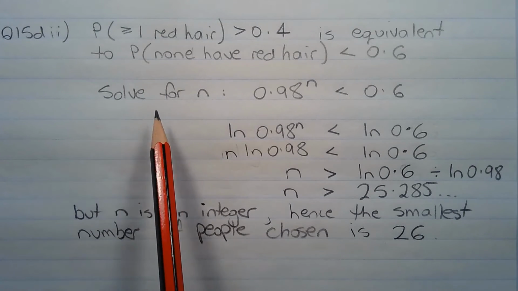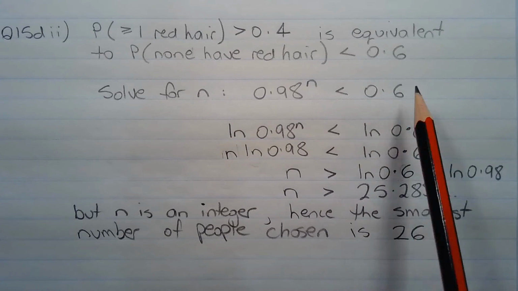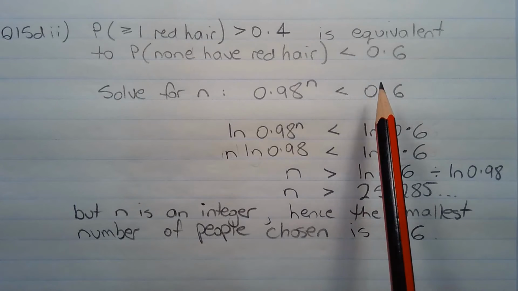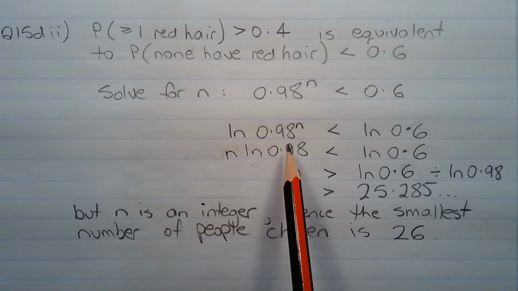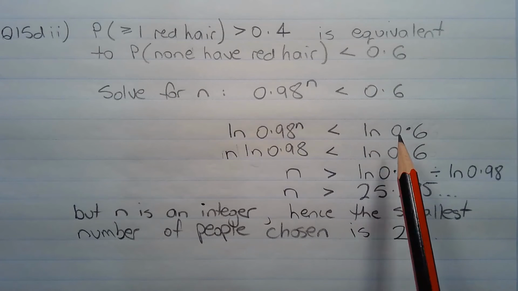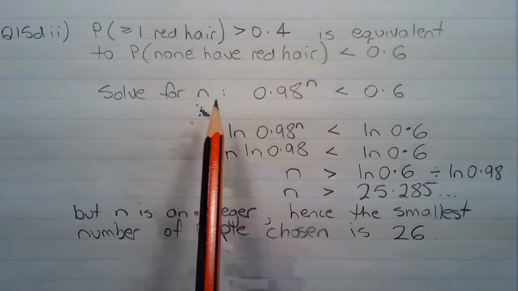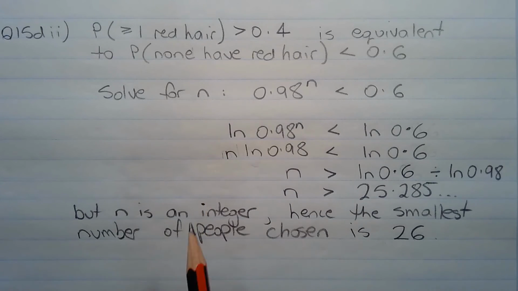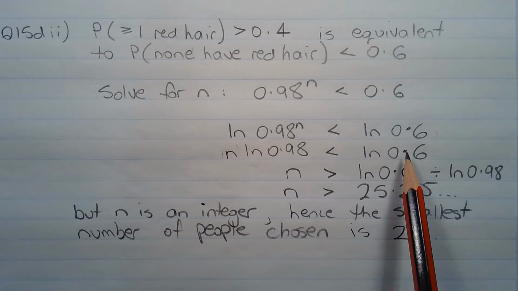So we're going to solve for n the inequality 0.98 to the power of n less than 0.6. Taking the natural logarithm of both sides, we have ln of 0.98 to the power of n less than ln of 0.6. Now applying one of the logarithm laws to the left-hand side, so the n comes out to the front, we have n times ln of 0.98 less than ln of 0.6.